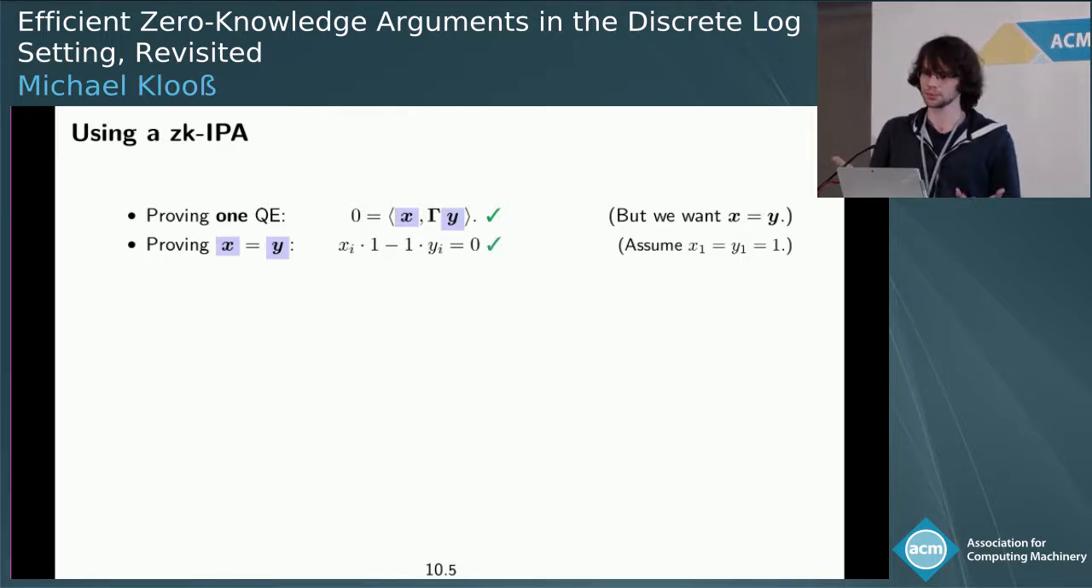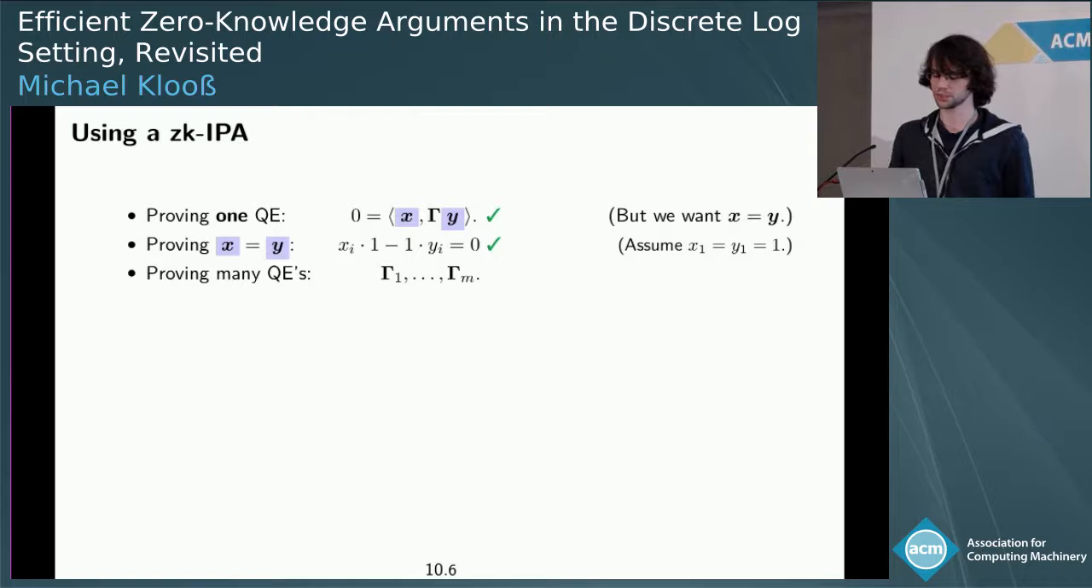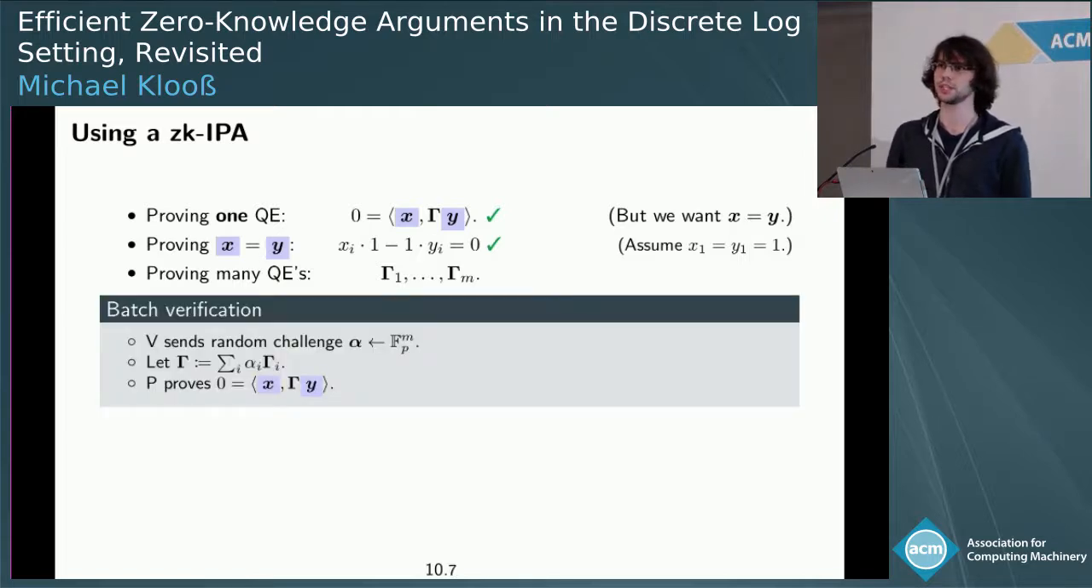And since we're in this commit and prove setting, we have commitments to x and y. This is the conjunction we prove. So this actually works. So now we can prove that one quadratic equation is true. And we can repeat this, of course. We're in this commit and prove setting where we can just prove conjunctions. And this is very inefficient, what I've explained now, because we need a lot of inner product arguments. But there's a very standard technique to make this more efficient, which is batch verification. So the verifier just sends random challenges, and we build a random linear combination of the quadratic equations. So we build this gamma as the random linear combination of the gamma i. And now the prover proves that this random equation holds.